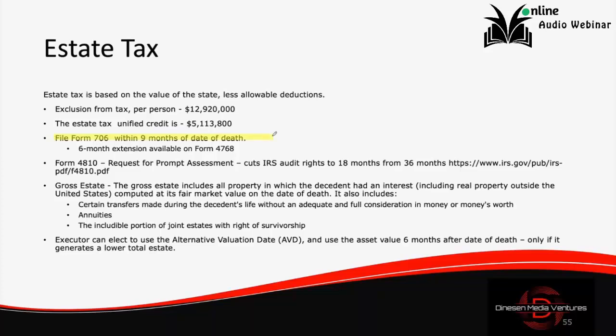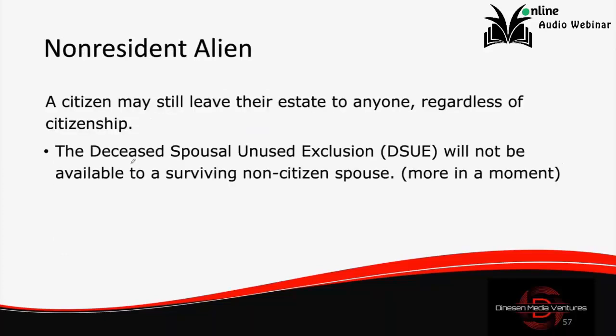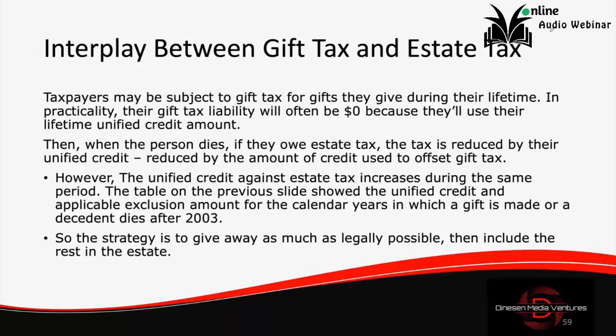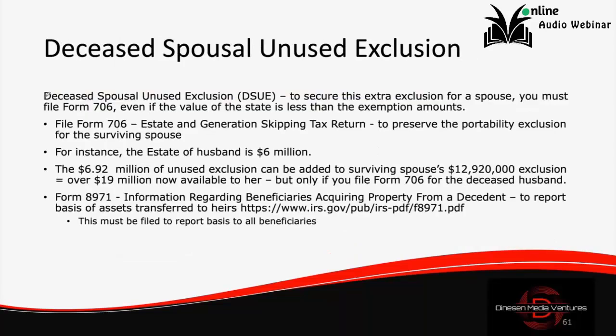Form 706 is the form that you must file within 9 months of the date of death. Non-resident alien. We can move past this. You can see, though, what the rates are. Starts at 18% and goes up. So here's the interplay between gift tax and estate tax. Spousal portability, technically called the deceased spousal unused exclusion.